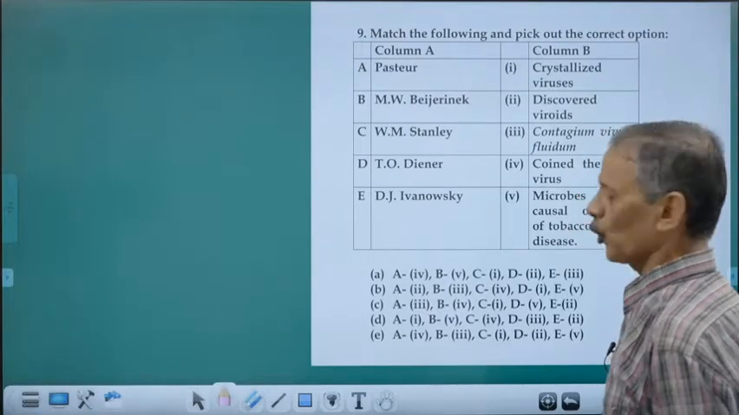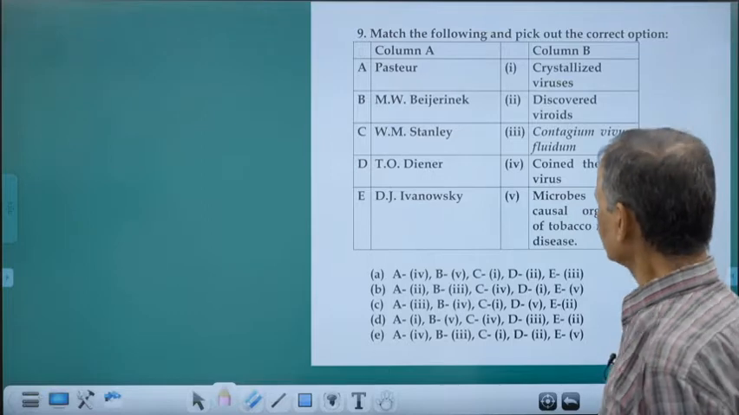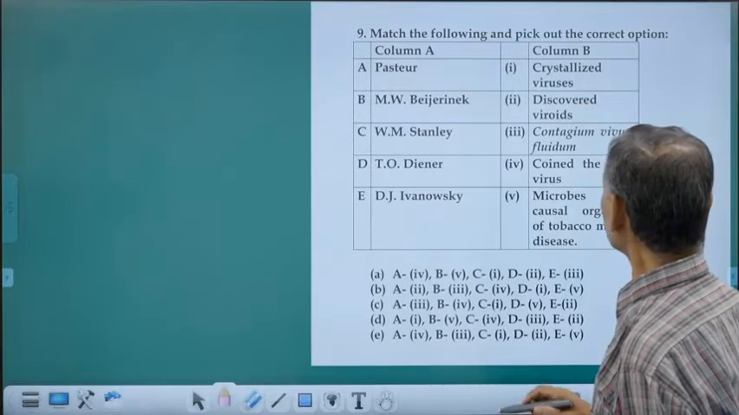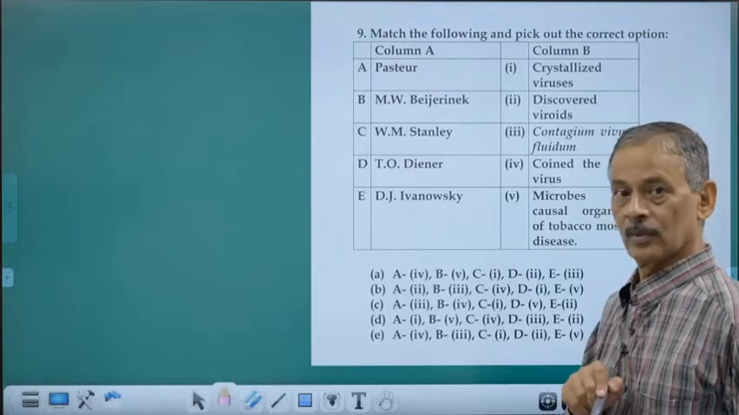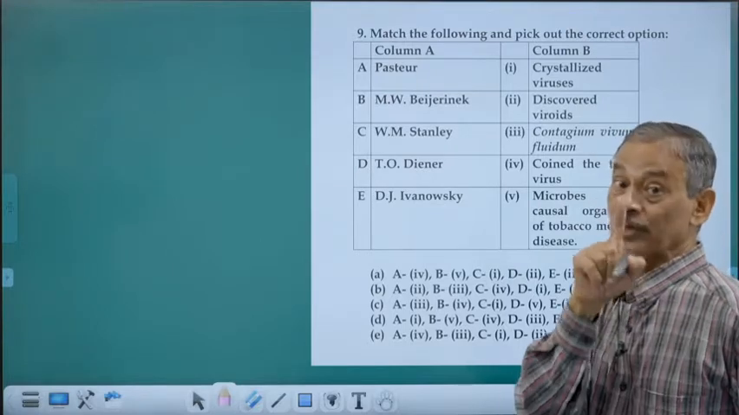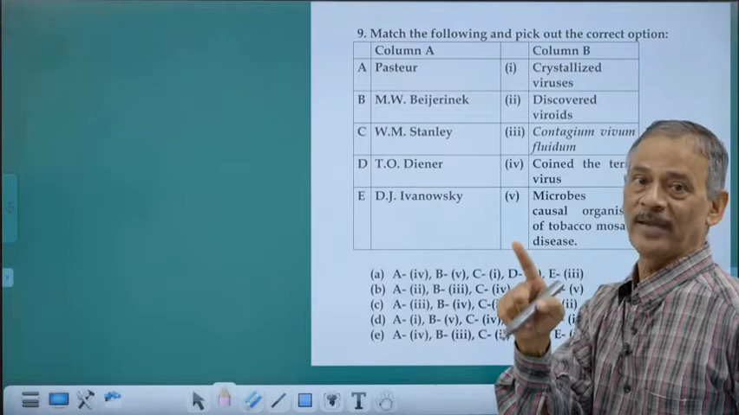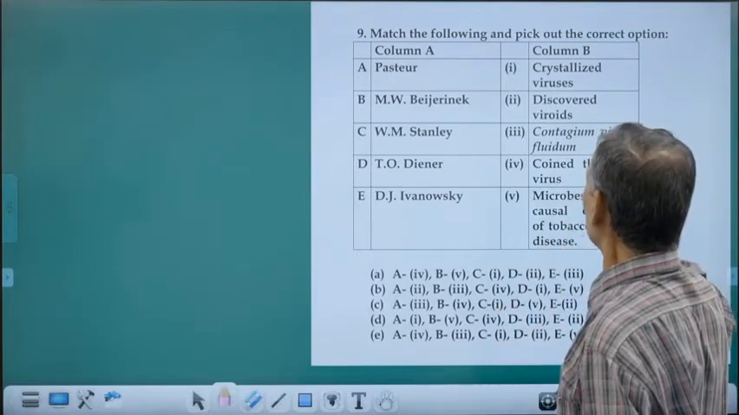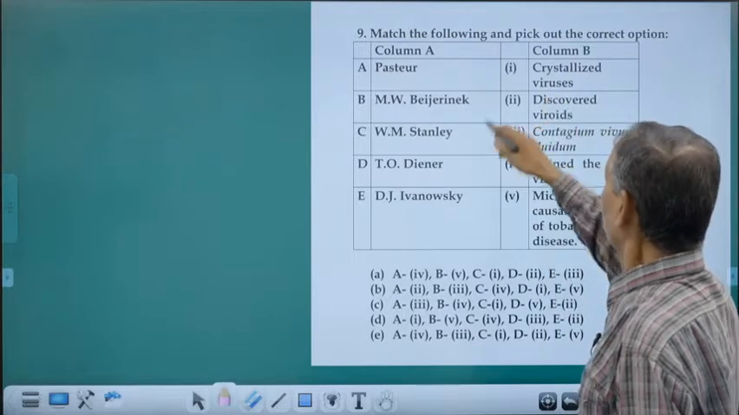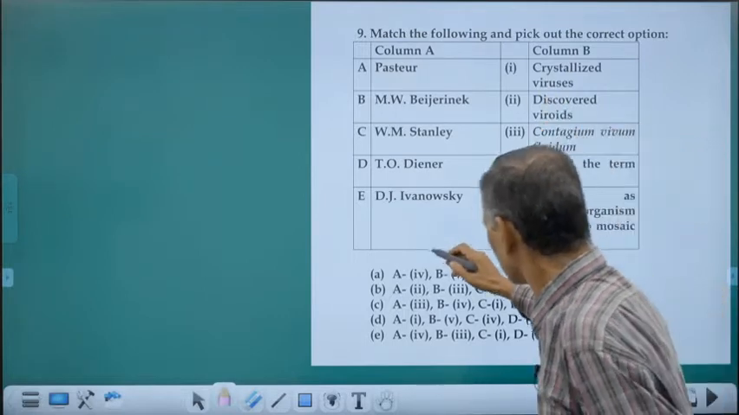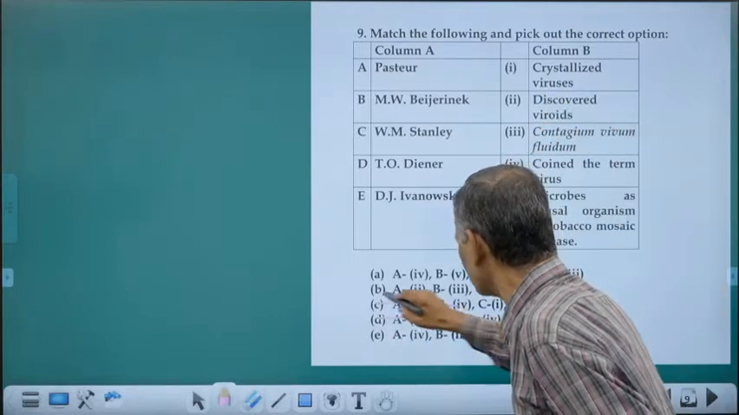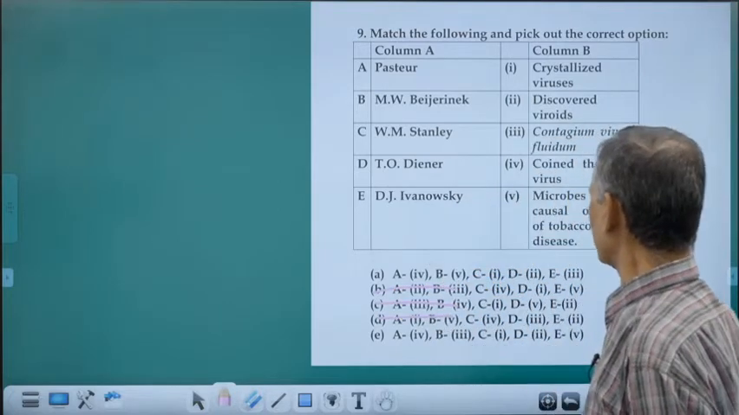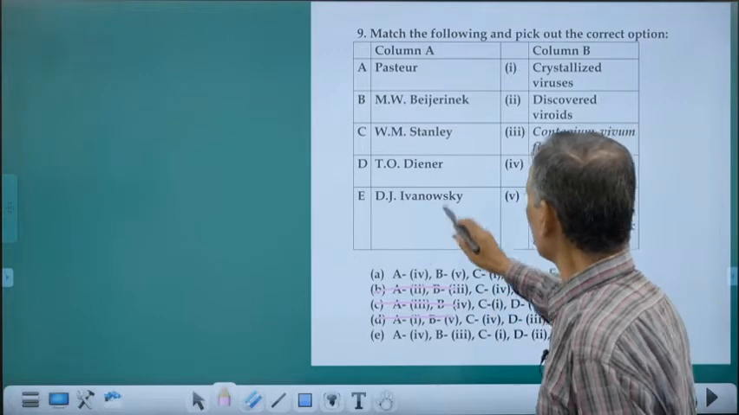Again, match the following. We have Pasteur, who coined the term virus. In your book, it is not clearly given, but it was Pasteur. So, A should be it, and you can eliminate all others immediately. Either A or E should be the answer. Now, the second one will give the clue.